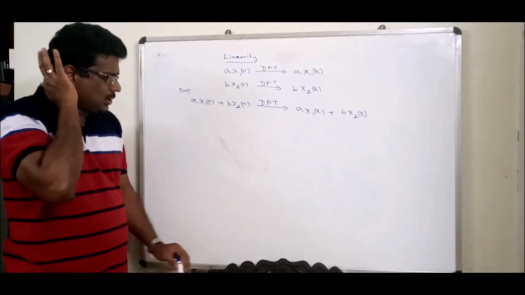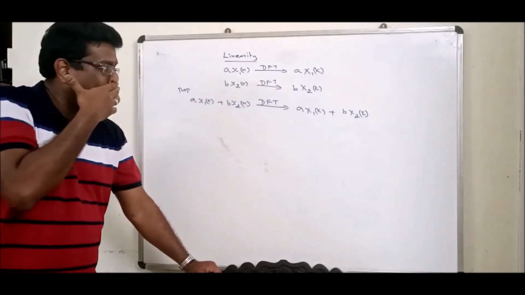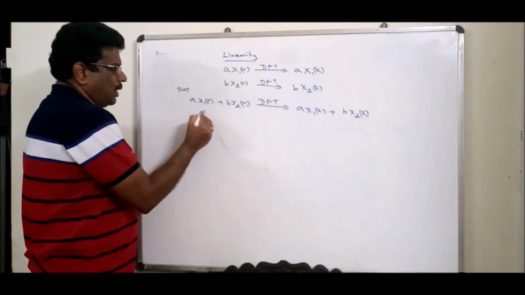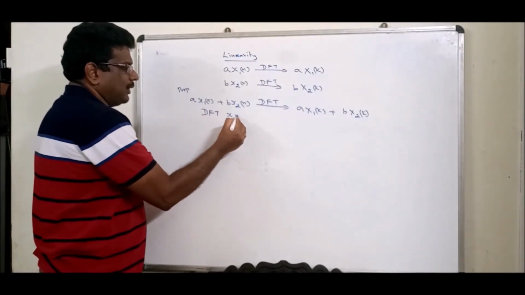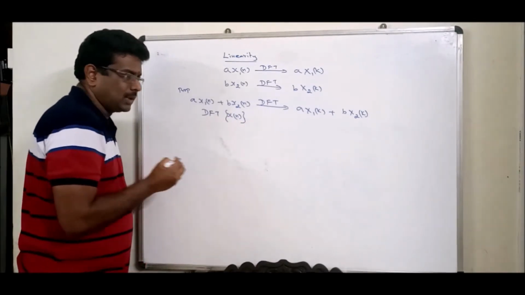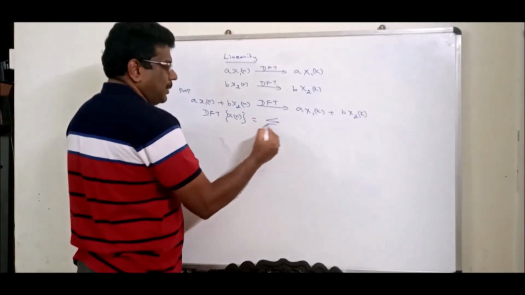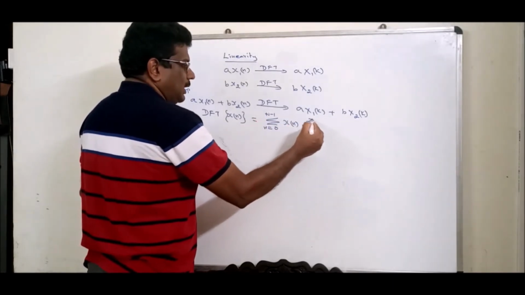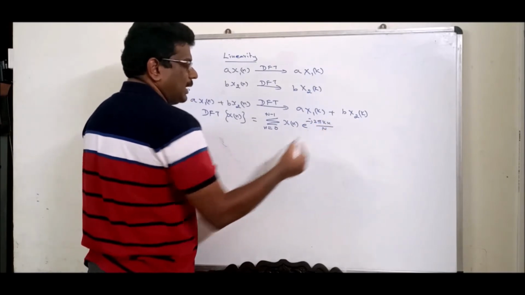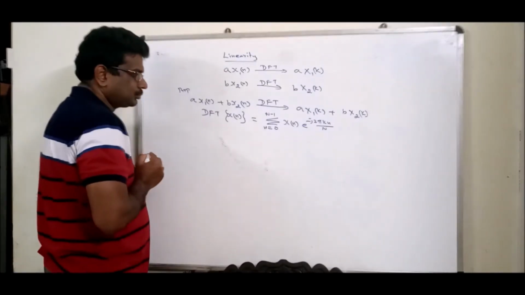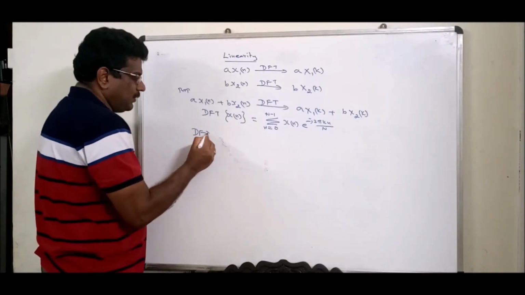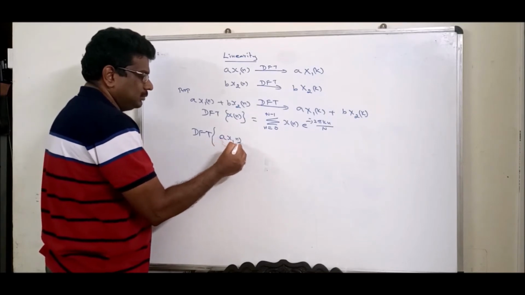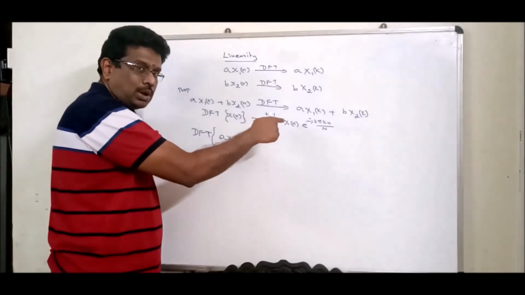Now, we would like to prove this particular property. Let us do some simple work. What is the DFT of x of n? As per the formula, it is summation n equal to 0 to N minus 1 x of n e power minus j 2 pi kn by N, which is X of k. What is the DFT of a x1 of n? Here it should become a x1 of n.